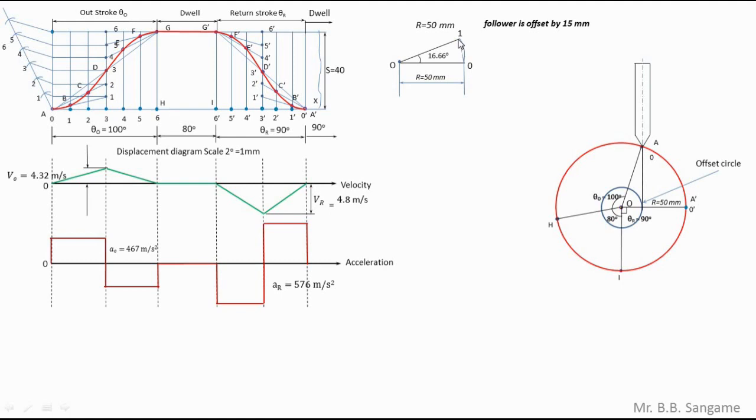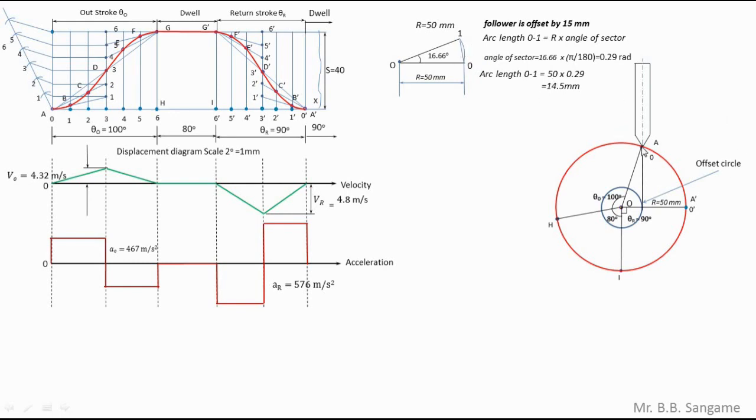Here we need to measure the arc length. To measure the arc length, I am going to use the formula arc length equals r times theta. R means the radius, which is 50 mm. Theta is the sector angle, which is 16.66 degrees. We need to convert it into radians. By multiplying by pi by 180, I found that it is 0.29. So let us calculate the arc length. The arc length is 14.5, so we need to take a distance of 14.5 mm in the compass.